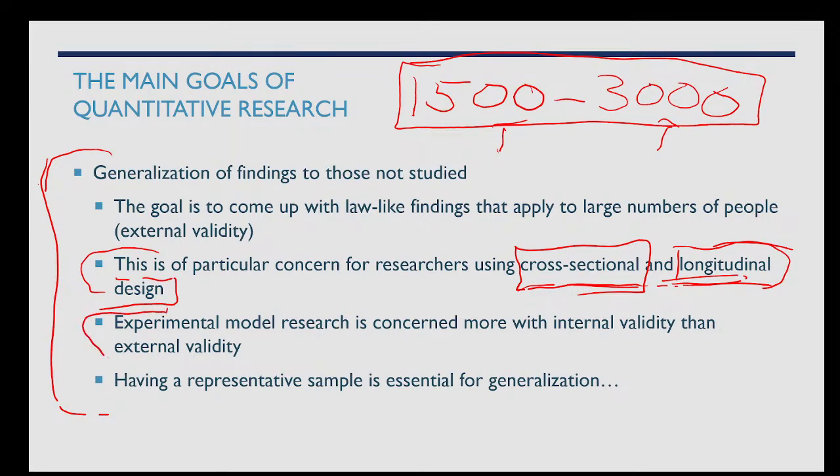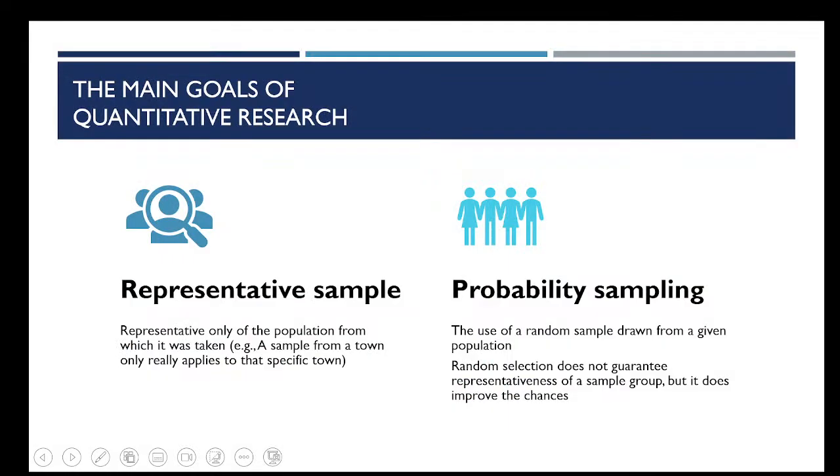Okay, experimental model research is more concerned with internal than external validity. And like I said, you don't need to worry a ton about that, just because, hopefully you're not thinking of an experimental model of sociological research, because it's really, really hard to pull off. So they're more worried about whether it makes sense within the sample than, is it something that we can generalize out to the population, because that's going to be much more difficult to achieve. Okay, and yeah, having a representative sample is essential for generalization.